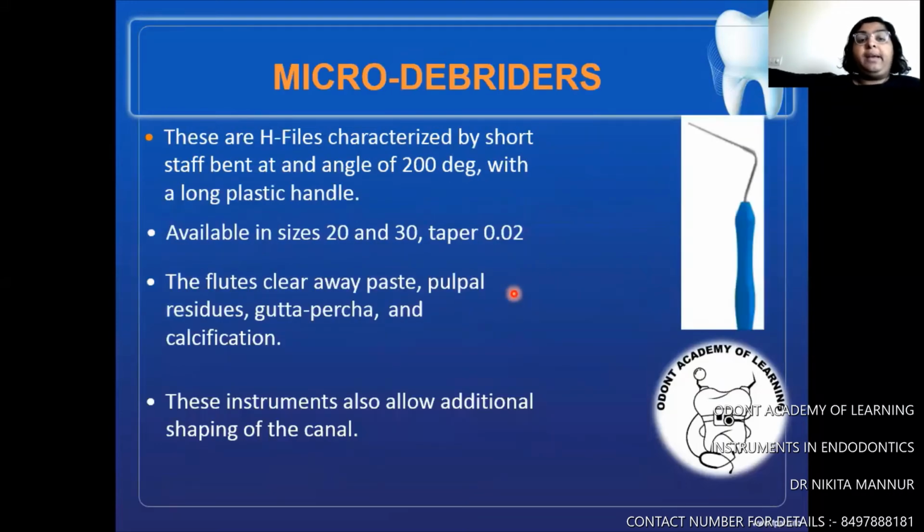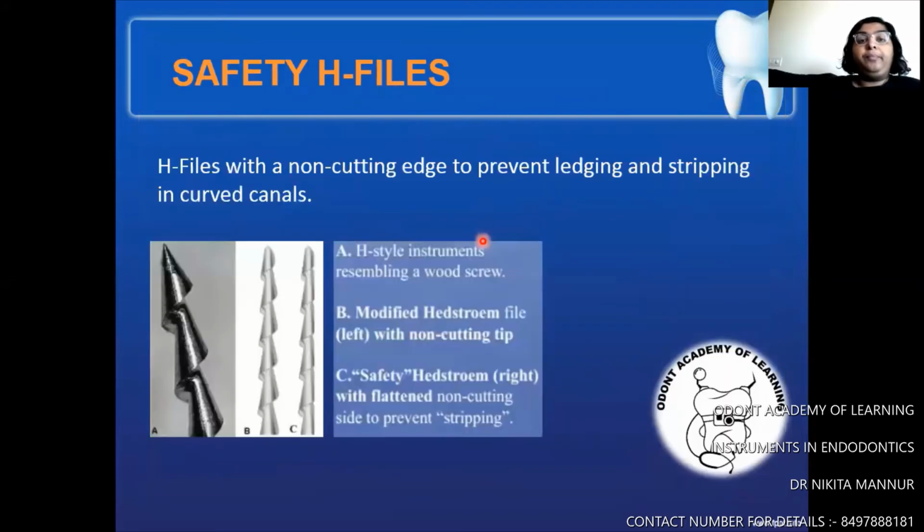Coming to micro debriders, H files characterized by a short shaft bent at an angle of 200 degrees with a long plastic handle is nothing but a micro debrider. So it's basically an H file only, and it clears away pulpal residue or GP and calcification. So they are micro debriders, and these instruments allow additional shaping of the canal. When you need a final finish just before the obturation, you want a nice smooth finish in the canal, you can use a micro debrider.